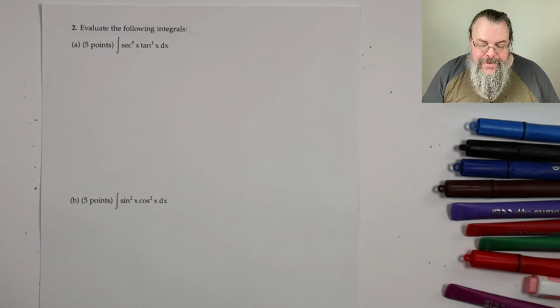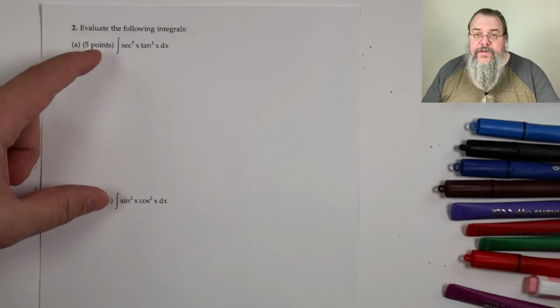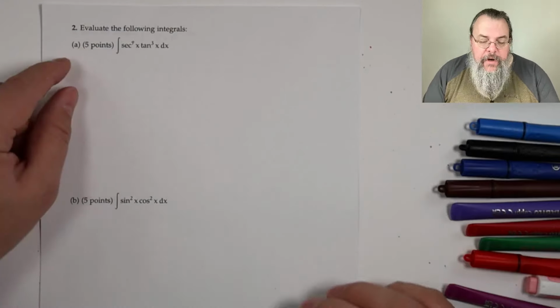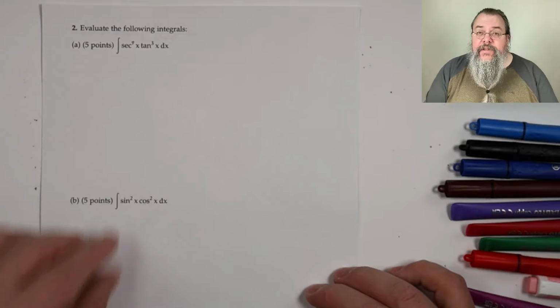Number 2. Evaluate the following integrals. And they don't seem to have much to do with each other, so we'll do them separately. So part A, the integral of secant to the 9x tangent cubed x dx.